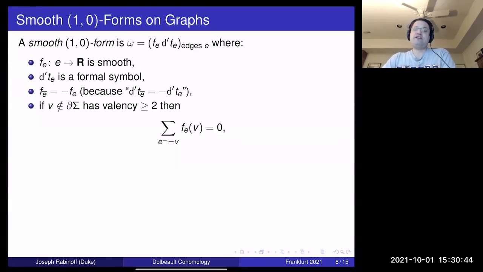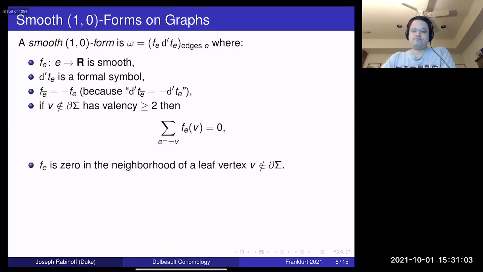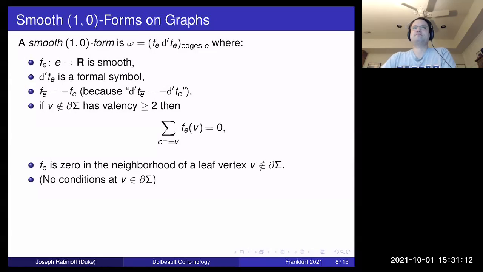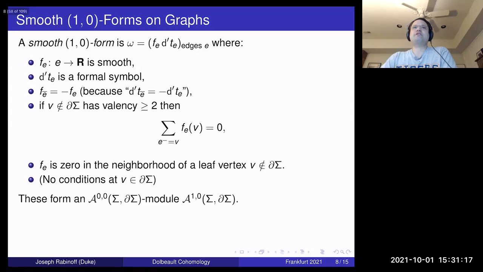And okay, now if you have a vertex of valence at least 3, this should be strictly greater than 2. I'll correct that in the slides. Now the sum of the values of these f sub e's at that vertex has to be equal to 0. And it's got to be 0 in the neighborhood of an interior leaf vertex. And again, there are no conditions at boundary vertices at all.